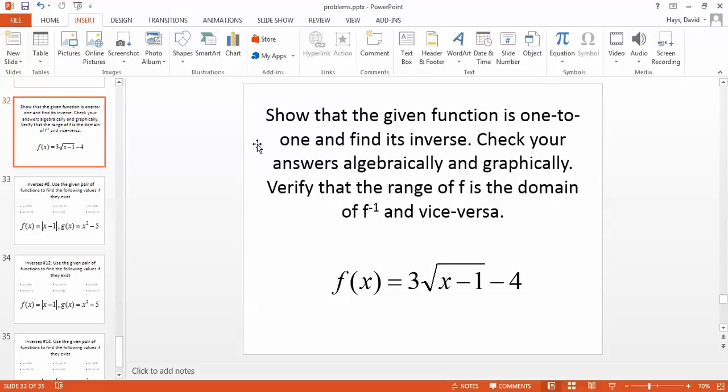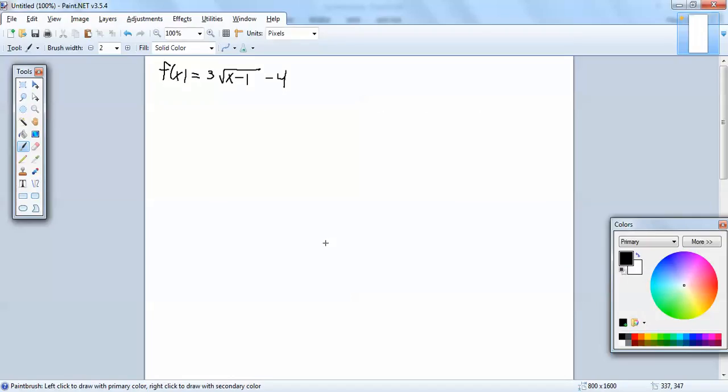Check your answers algebraically and graphically. We probably won't do the graphical part. Verify the range of f is the domain of the inverse of f and vice versa. Part of that verification is done through the graphing calculator, so we'll focus on finding the inverse.